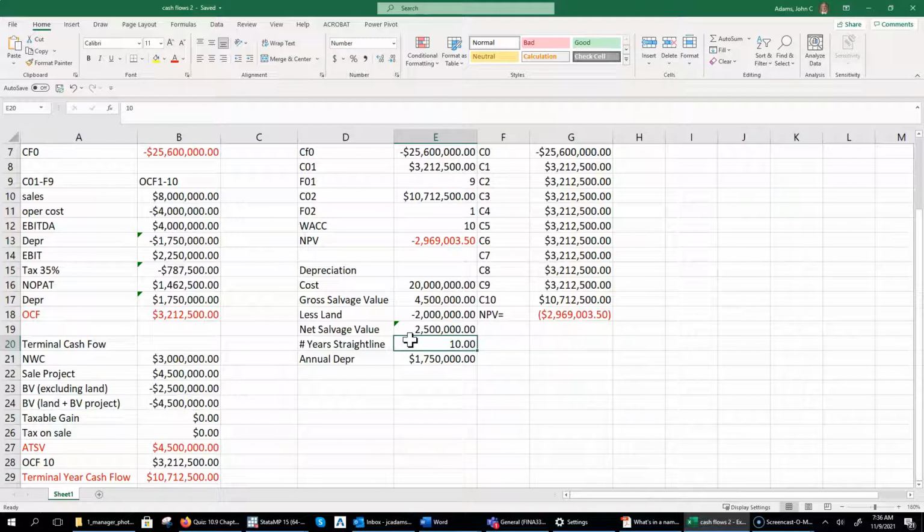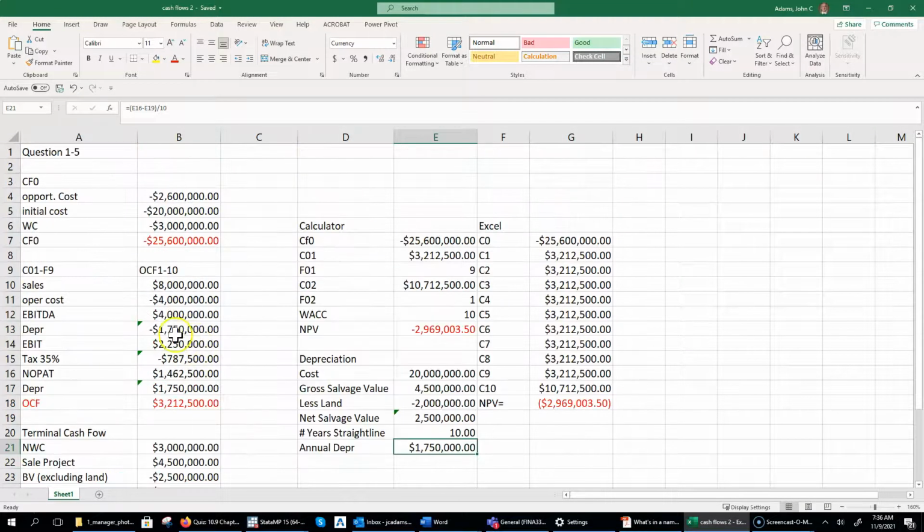So we have that $20 million. We're going to depreciate that over 10 years, but we have $20 million less the net salvage value of $2.5 million. So what we have then is $17,500,000 of total depreciation. Right? So our annual depreciation then, or 20 million less the 2.5 million, 17.5 million, divide that by 10, that gives us an annual depreciation charge of $1,750,000.